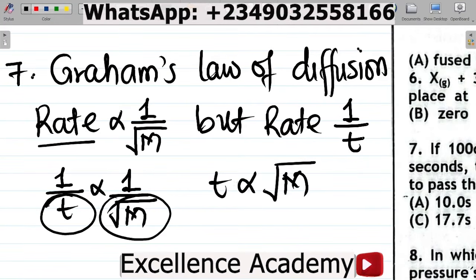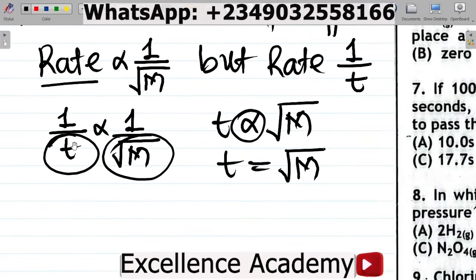So basically, time is proportional to the square root of molar mass. Now, the reason why we did this, by saying time is directly proportional to the square root of molar mass, is because they have the same numerator. So mathematically, that is correct.